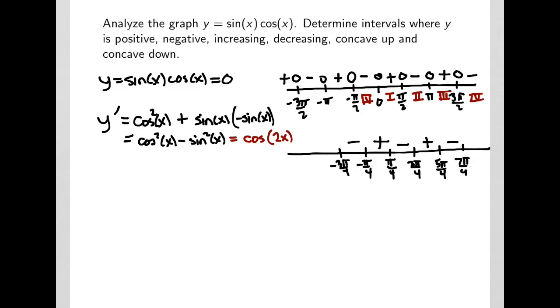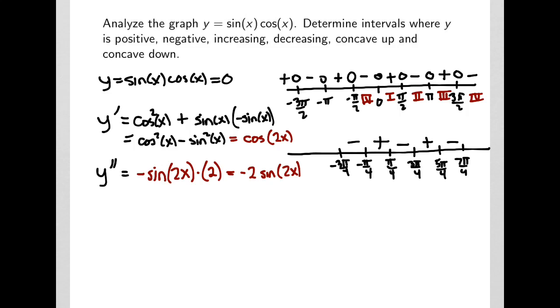Alright, finally to finish the problem we need the second derivative. So y double prime, let's see what we need to do. Turns out if I use the double angle formula, the cosine of 2x happens to be easy to calculate as a derivative. The derivative of cosine is negative sine, so negative sine of 2x, and then the chain rule says I have to multiply by the derivative of what's inside, so I get negative 2 sine of 2x.